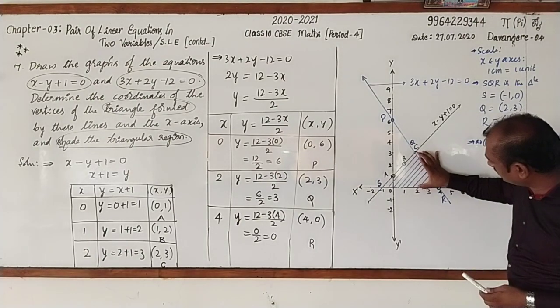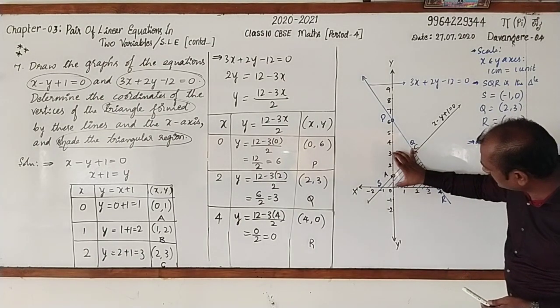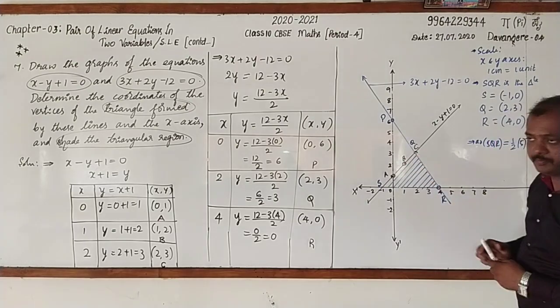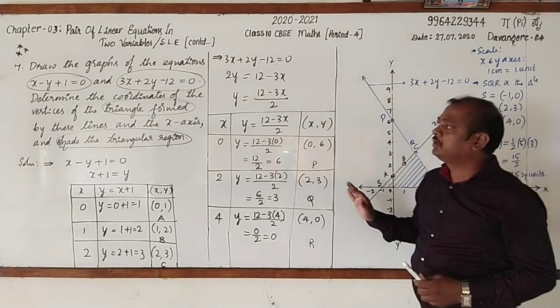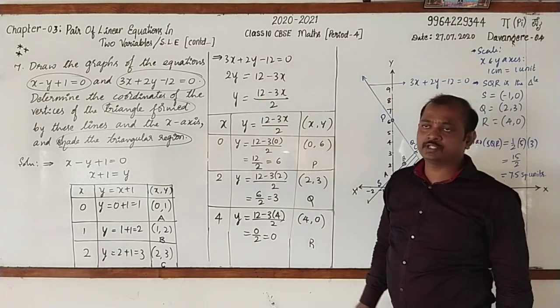Height from here to here, how much? See, 1, 2, 3. 3 units. It is equal, 5 3s are 15. 15 by 2 is 7.5 square units. Clear? See, this is the way we can answer the given question.